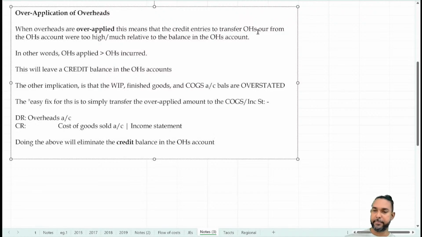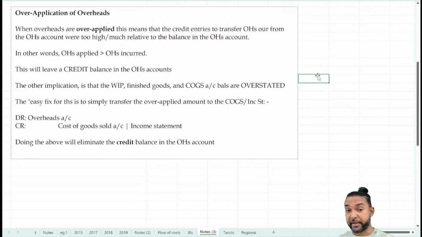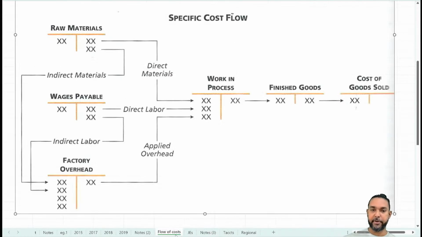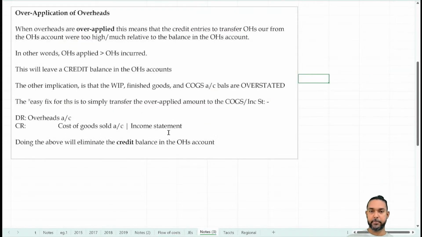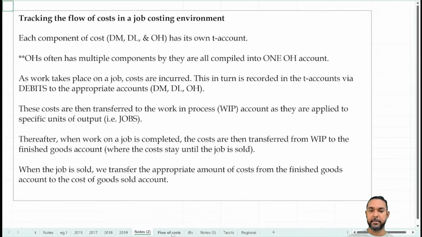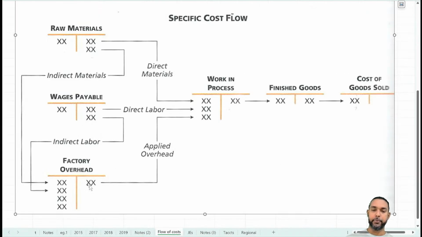Right, so let me just read it back to make sure I don't have any typos and it's correct. When overheads are applied, let's get a visual for a second. If overheads are over applied, over applied means that the credit entry here was too big relative to the debits. So you're going to have a credit balance in the account. To get rid of the credit balance, you're going to have to debit. But where does the credit go? It will go to the cost of goods sold.